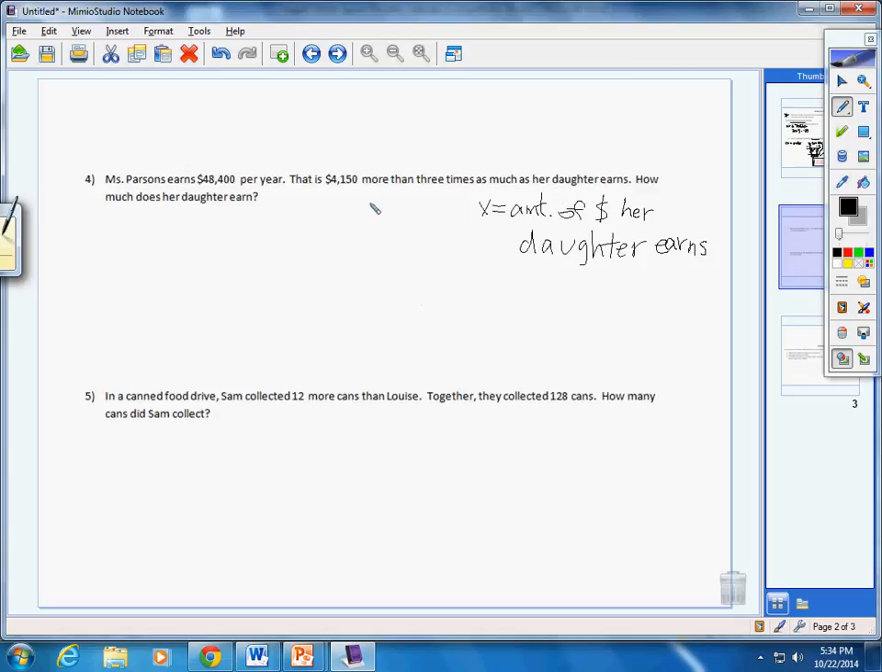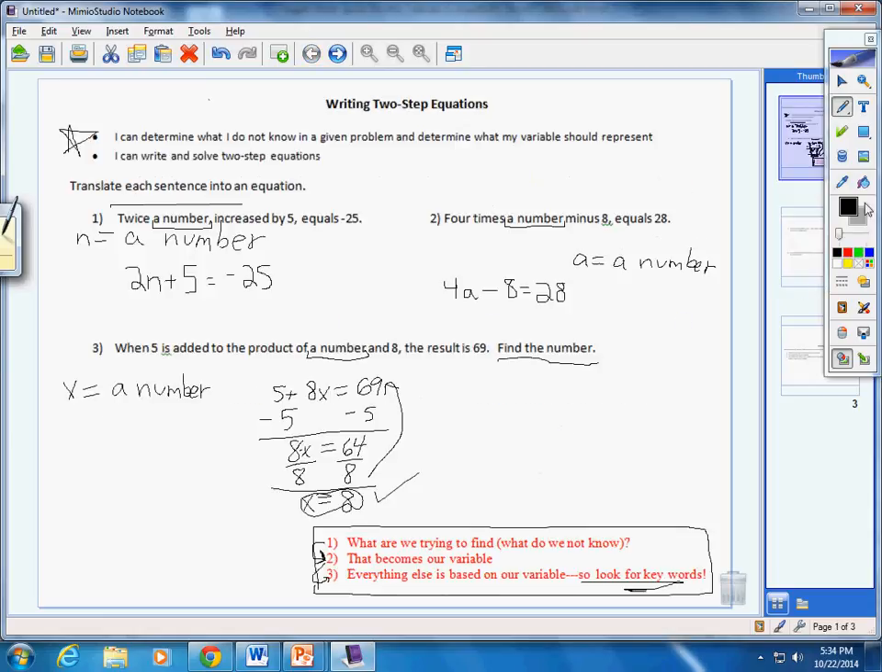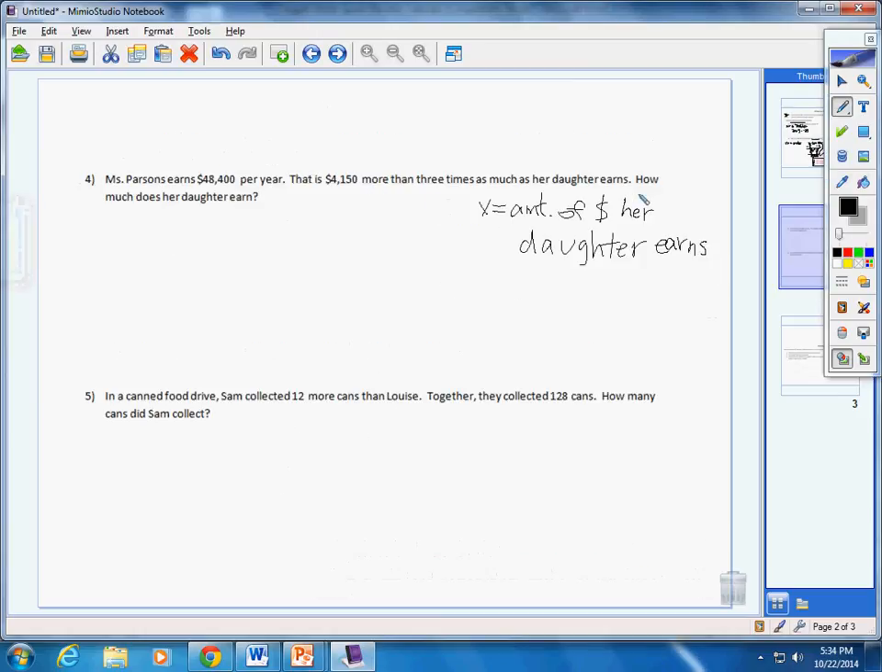Well, on the last page, hopefully you wrote down our little three question prompt. What are we trying to find? Or what do we not know in this problem? We don't know how much her daughter earns. Since we don't know that, that is what our variable is going to represent. So x, or whatever letter you choose, equals the amount of money her daughter earns. Once you have that figured out, it's not as difficult to create the equation. At least I don't think so.